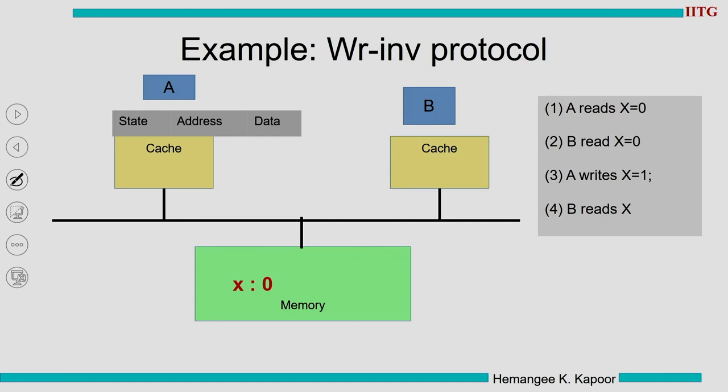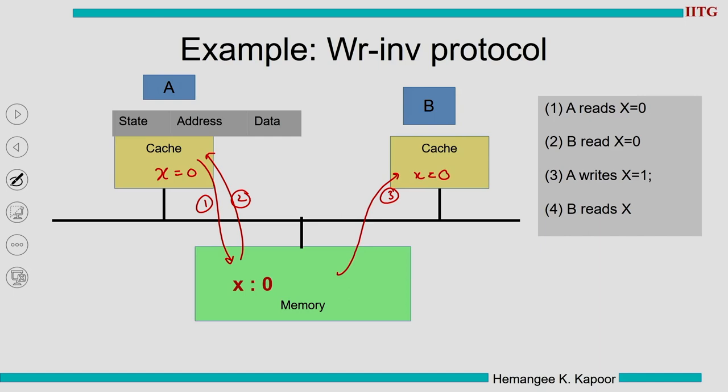Variable X is sitting in the memory with value 0. Now A wants to read X. So it will come to the memory and then go back with the value of X equal to 0. Later B wants to read X. So the third step is B reads X equal to 0.